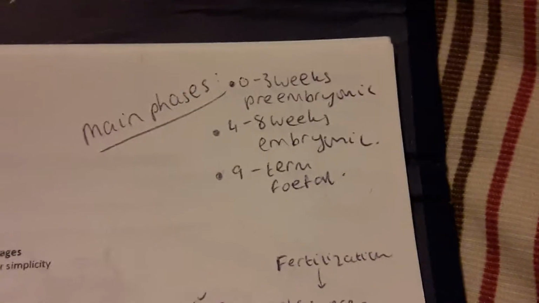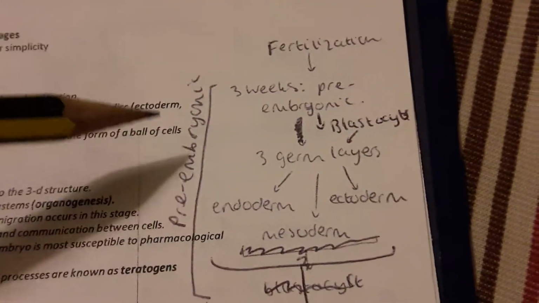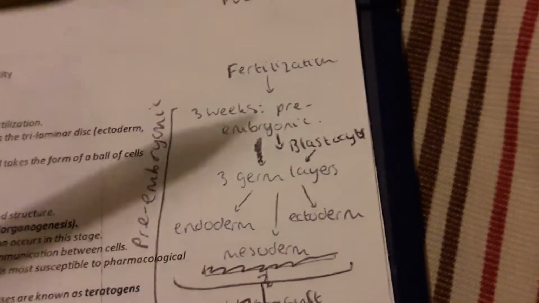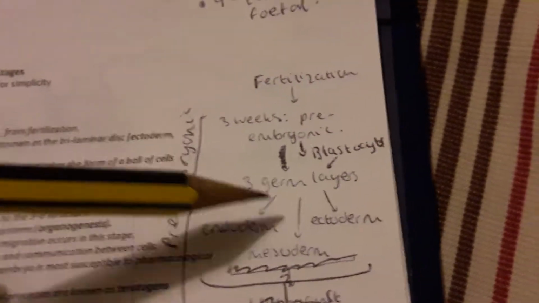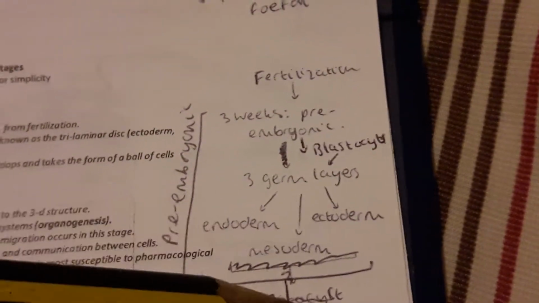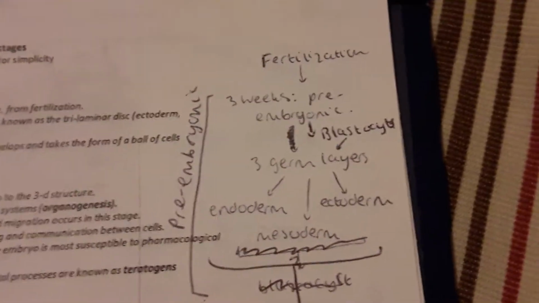So first looking at the pre-embryonic phase, which is from 0 to 3 weeks, essentially what happens is that you go from fertilization, you make a blastocyst, and then you form the trilaminar disc, which is 3 germ layers, called the endoderm, mesoderm, and ectoderm.